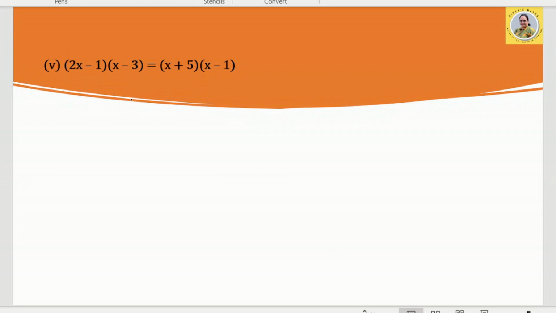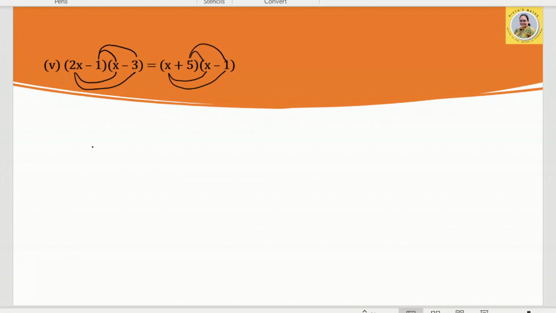So let us solve the next problem. First we need to remove the brackets. So first we will multiply 2x with x, and then we will multiply 2x with 3. Then we will multiply minus 1 with x, and then we will multiply minus 1 with 3. In the same way, in the RHS, first we will multiply x with x, and then x with minus 1. And we will multiply 5 with x, and then 5 with 1.